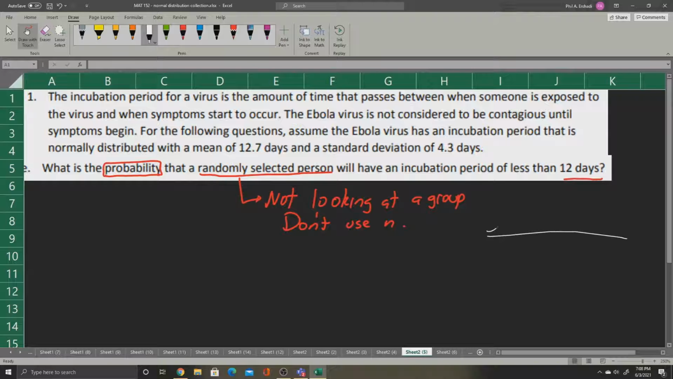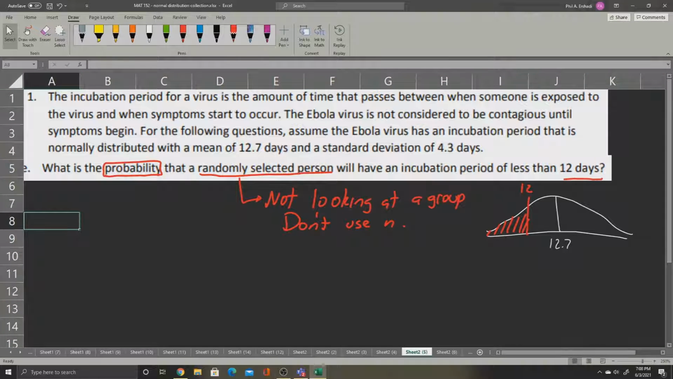However, our bell curve will be the same. Our mean is still 12.7, and the marker we're looking at is less than 12 days. We'll shade in the left-hand area, and now we'll redo the problem without using an n. Remember, for norm.dist, our list is x, mean, standard deviation. This will give us the probability of being less.